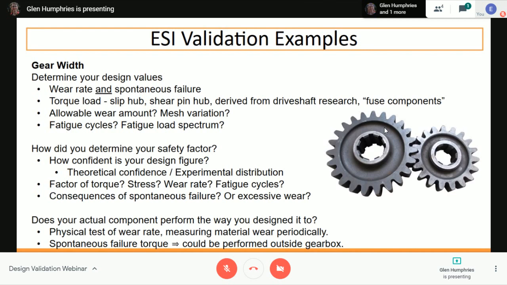Does your component actually perform the way you want it to? Of course, you do physical testing of wear rate by measuring the material wear of the gears periodically, and recording how many kilometers or rotations or whatever you want to call it occur between each measurement interval. Hopefully from this you can get good data showing the gears wearing over time, and if your validation has a good outcome, it will show that they're wearing at about the rate that you expected them to.